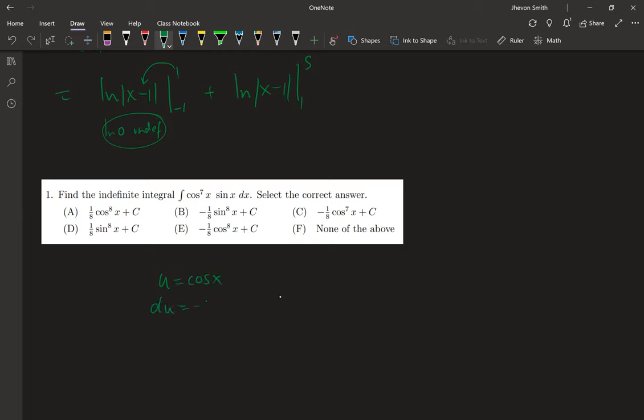Your du would be minus sine x dx. And so you'd end up with the negative of u to the 7 du, which of course goes to minus u to the 8 over 8. And then you realize that u is the cosine. So that's E.